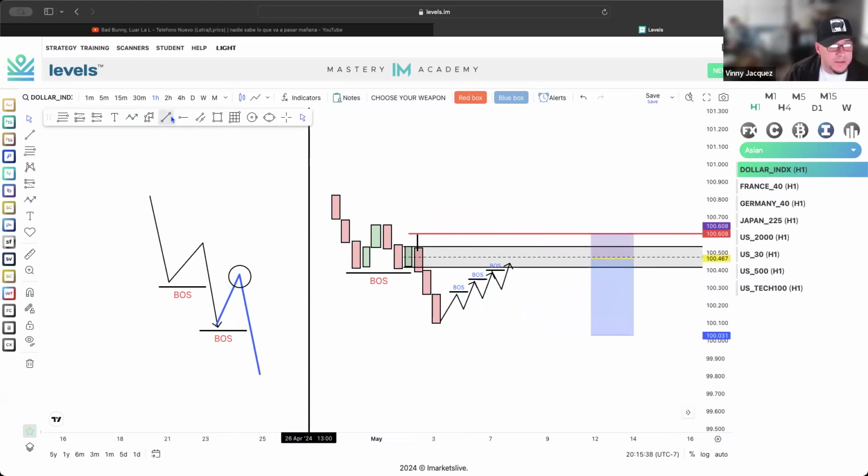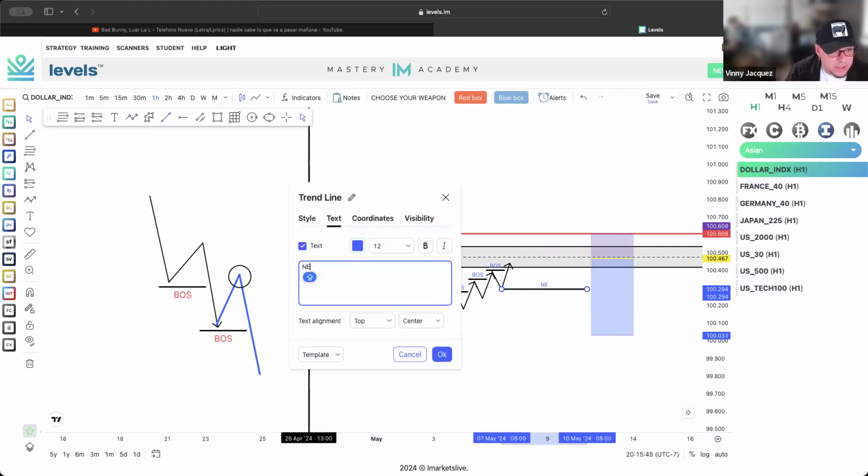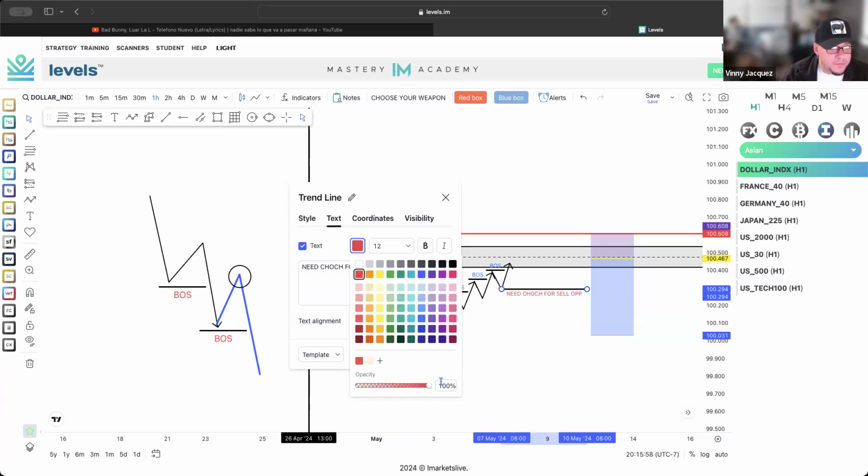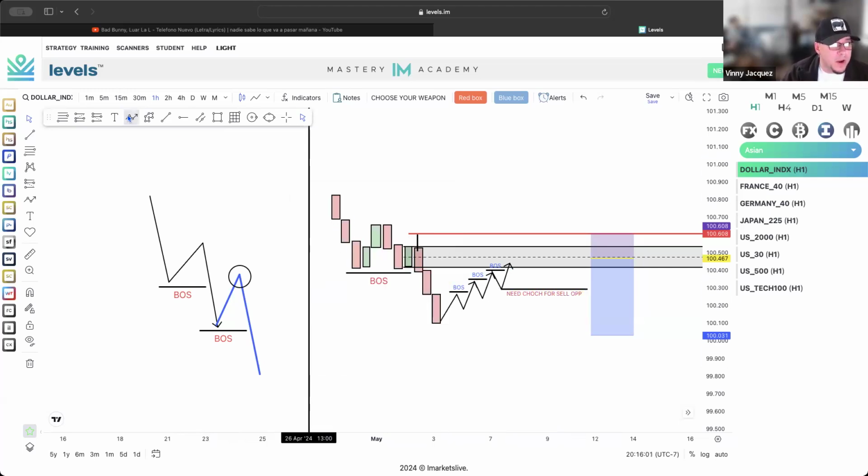We're waiting for the change of character. As of right now, this is the closest lower high to our zone. So this is how your setup should look right here. Need change of character for sell opportunity, right? Because as of right now, market can continue consolidating and head back up, right? So if that happens, boom, we go higher.